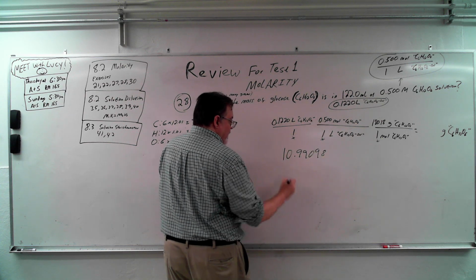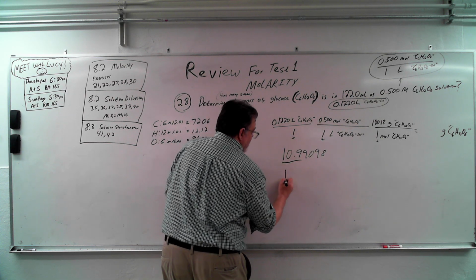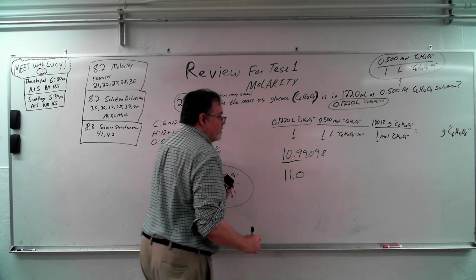So we've got to do 3. There's my 3. The 9 rounds the 9. It ends up being 11.0.